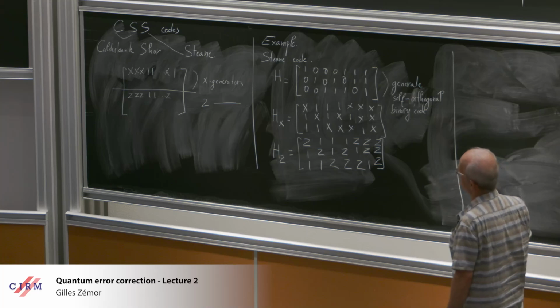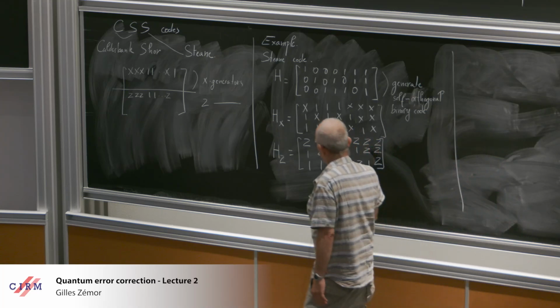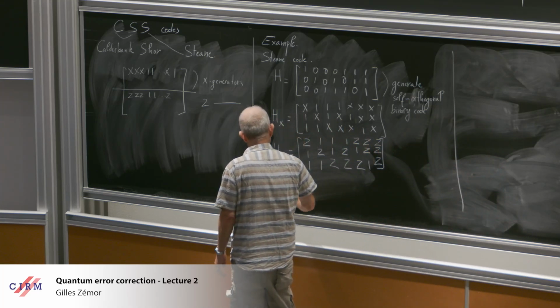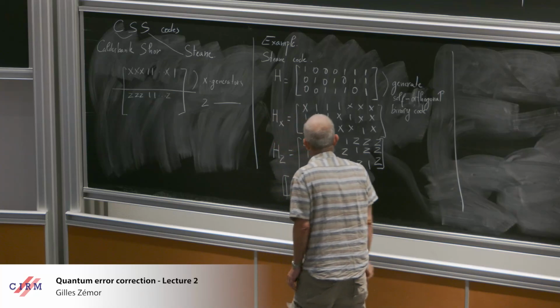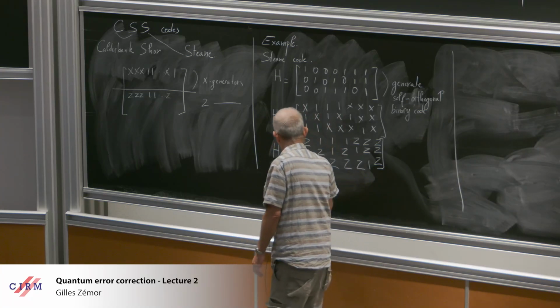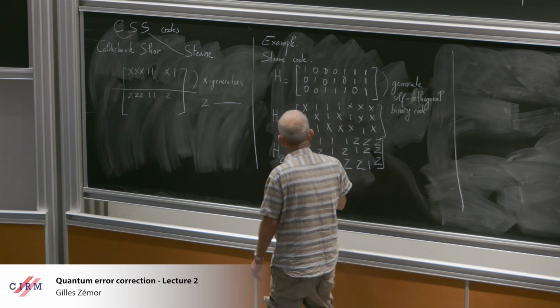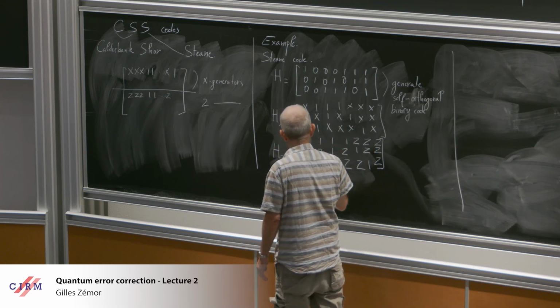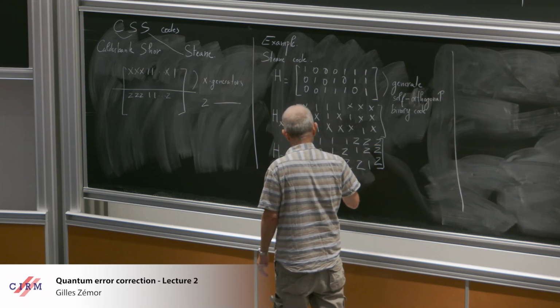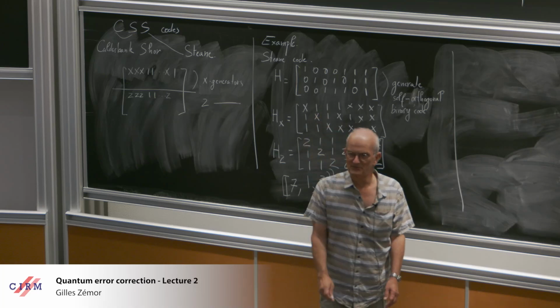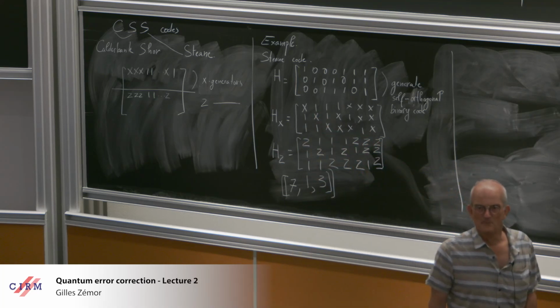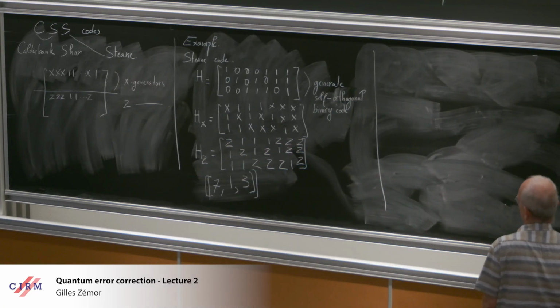Okay, this is the Steane code, and you can check that it has these parameters. Length 7, obviously. Dimension is 7 minus 6, because 6 generators, so 1. And I'll leave you to convince yourselves that the minimum distance is 3.